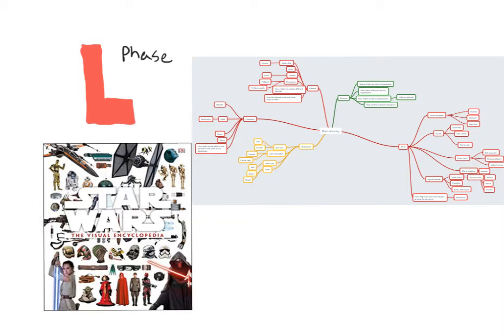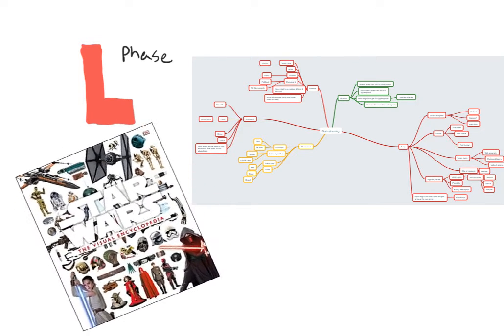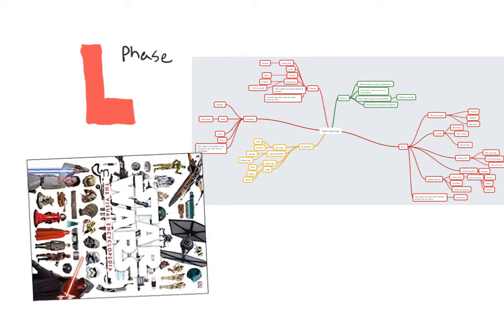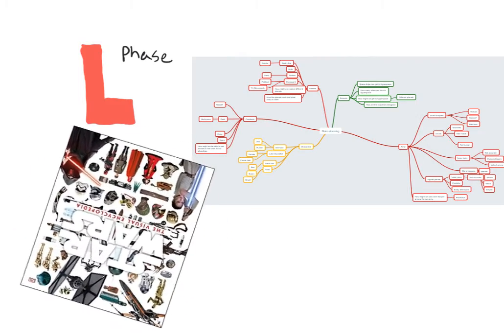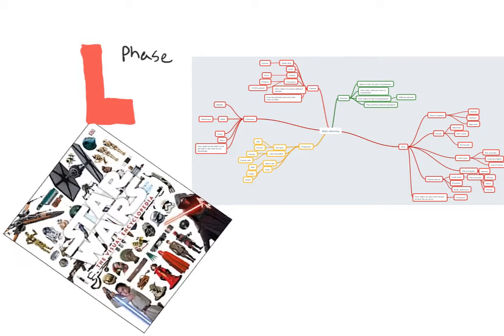In the L phase, we also look, listen, and learn. That means we looked at things, we listened to things, and then we learned about all those things to gather information. I looked and listened and learned by looking at the Star Wars Visual Encyclopedia. It has tons of pictures about all the stuff in Star Wars, since I don't really know that much about it. So I got lots of information about that. So I learned so much about Star Wars. So I put it in my brainstorming, and then I just kept going from there.